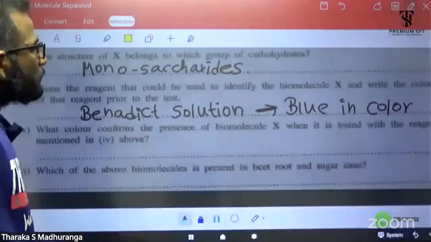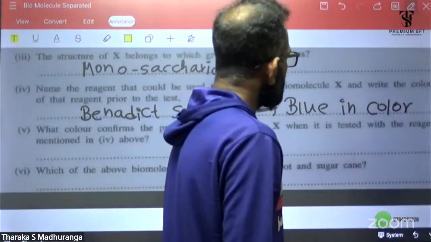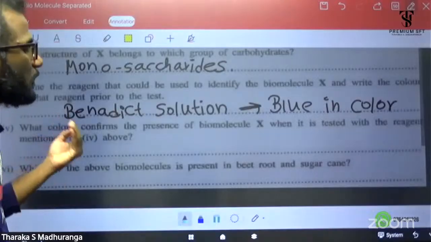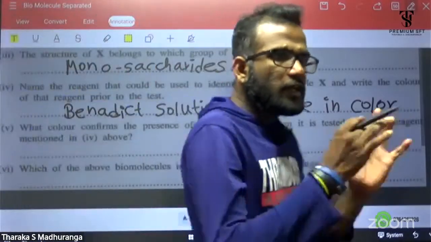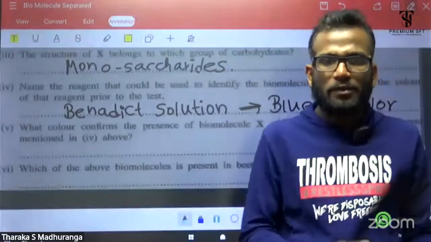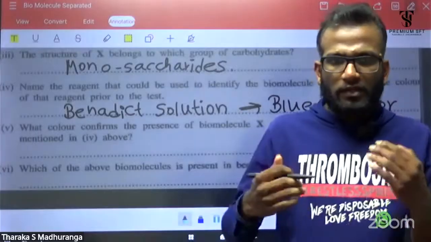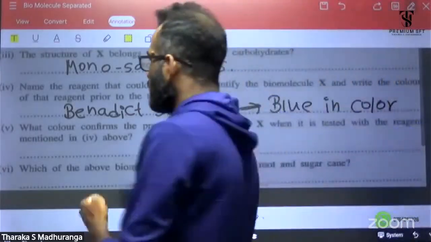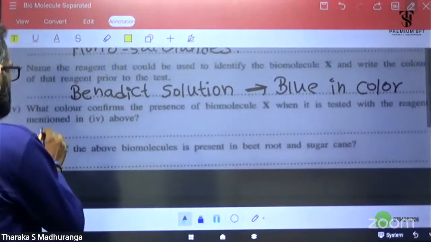What color confirms the presence of biomolecule X when it is tested with the reagent mentioned in the previous part? Finally, it comes to brick red precipitation. Brick red means a very dark red color. Okay, what is the color variation?